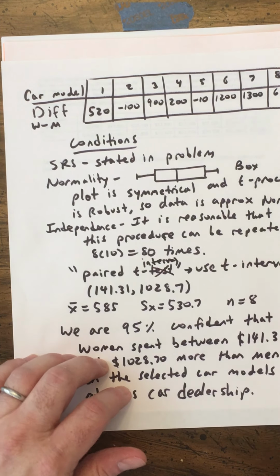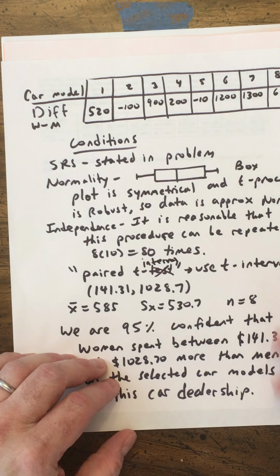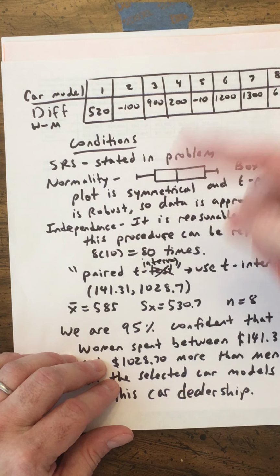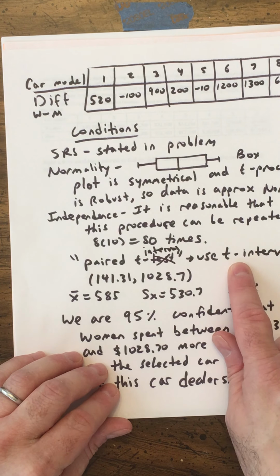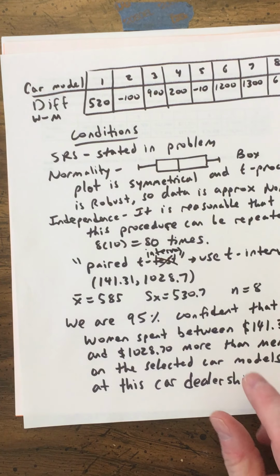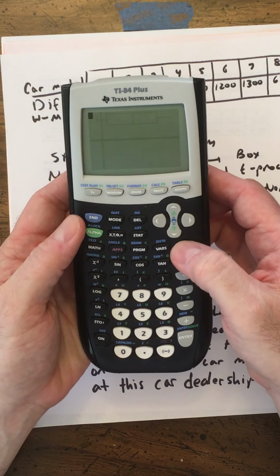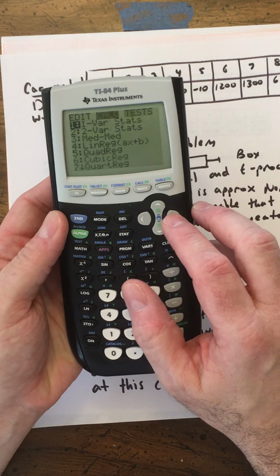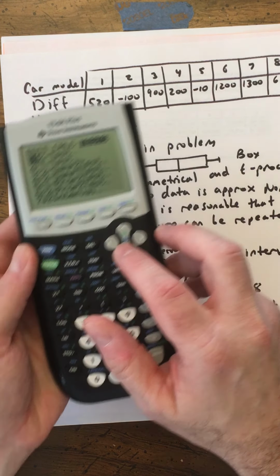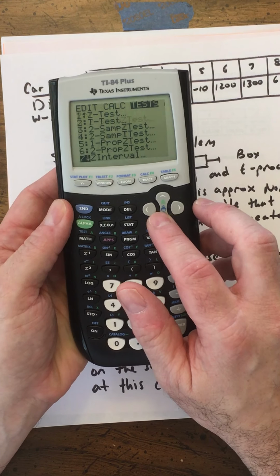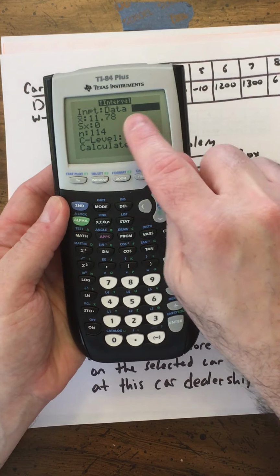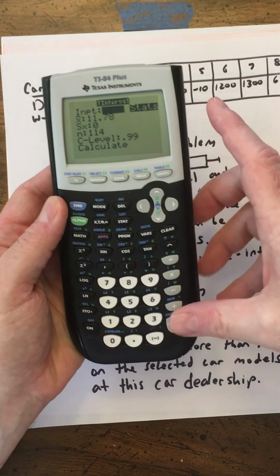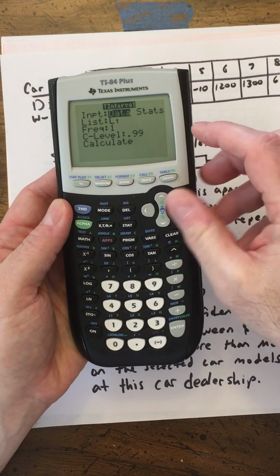So it's basically doing a t-interval. There's nothing really special about it, except you have to create the data by taking the differences. Once you go into a t-interval, and I'm actually going to show you how to do it here, if you go to stat tests and we want to do a t-interval. So let's go down, that's the 8th choice. We're not doing statistics, we're doing data. The data is coming from L1.